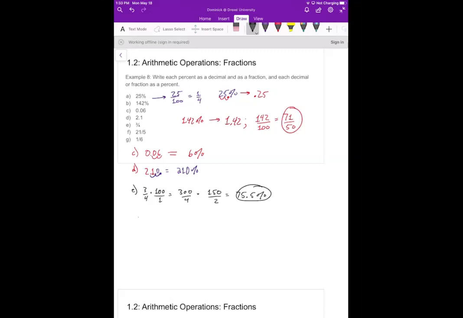Okay, for part F, we have 21 over 5, which if we multiply by 100, let's see, we'll get a 2100 over 5. And if we divide the top and bottom by 5 now, we should be able to get what we want. We should get a, I think this is a 420%.